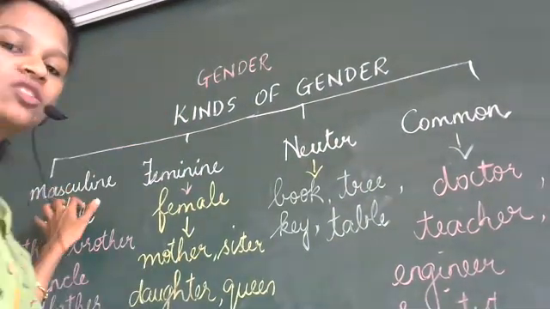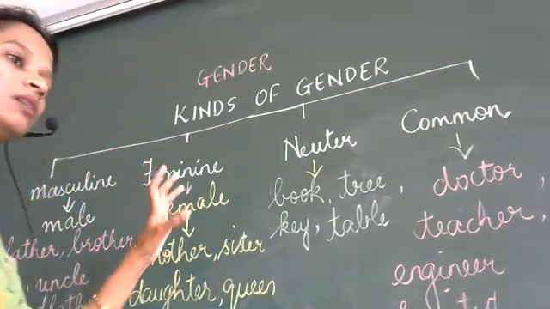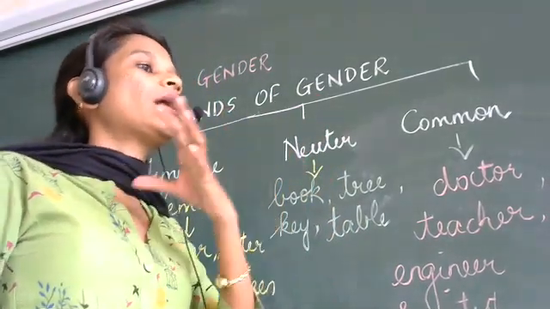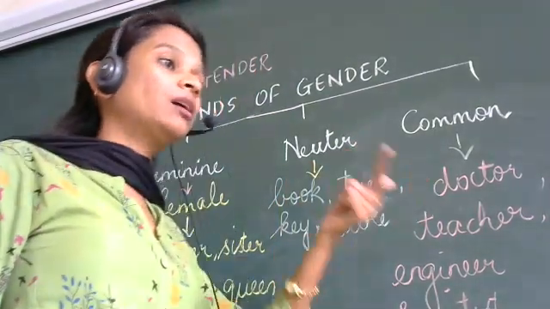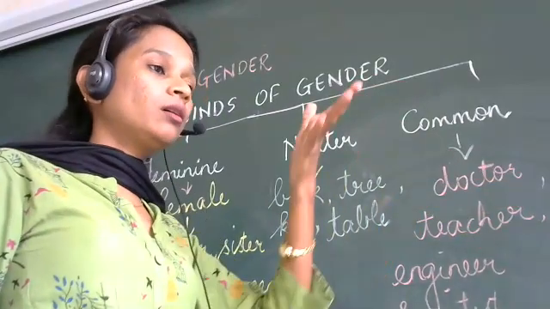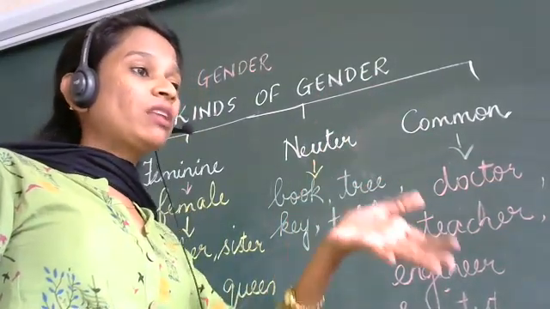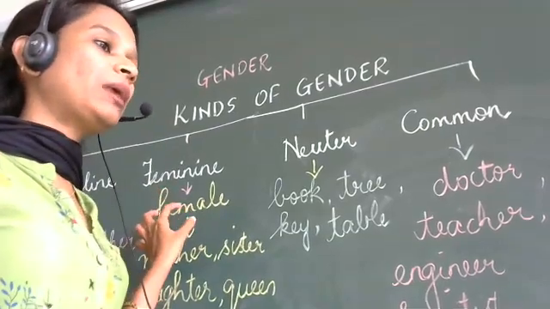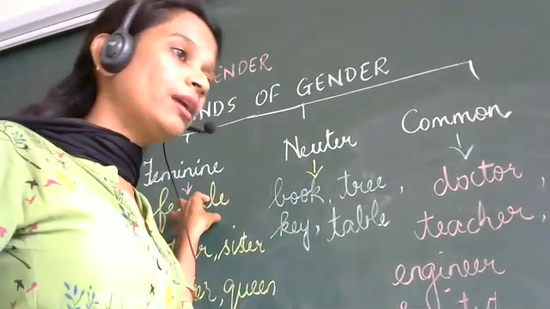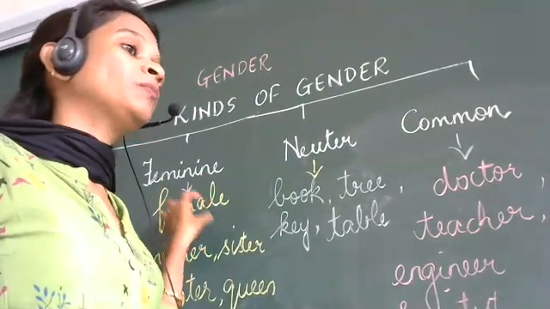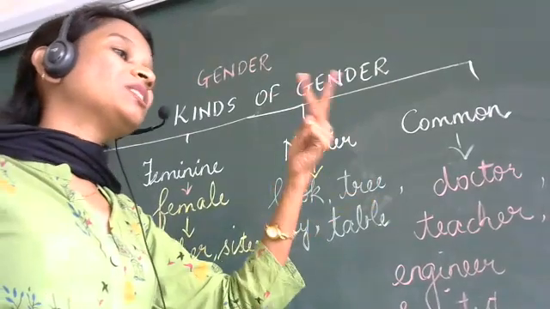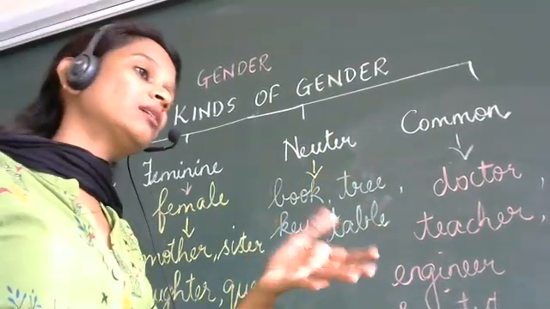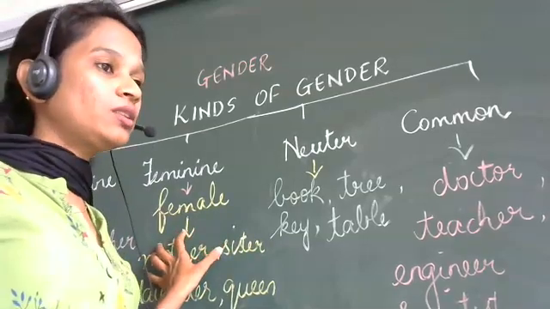The first one is the masculine gender. The masculine gender refers to the category of males. That is the father, brother, son, uncle, grandfather, grandson, then you have the king, the lion, all these come under the masculine gender. Feminine gender refers to the female category, the girls, the women, for example, daughter, mother, sister, granddaughter, grandmother, auntie, queen, lioness, tigress, all these fall under the feminine gender.